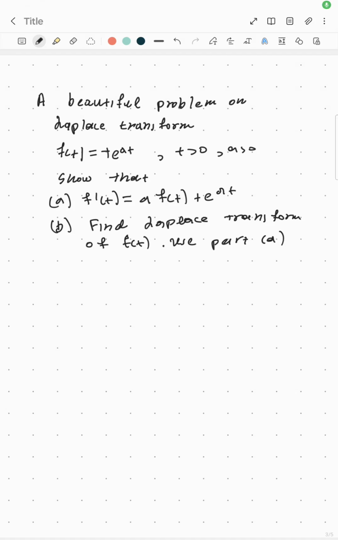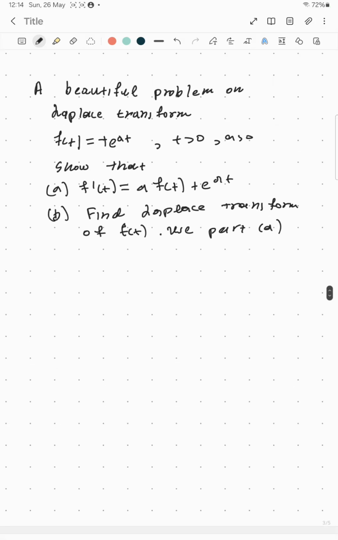In this video we have a look at a beautiful problem on Laplace transform. We have this function f of t equals t times exponential at, where t is strictly greater than 0 and a is a positive parameter. We want to show that the first relation holds. This is a relation associating the function f of t and the derivative f prime of t.